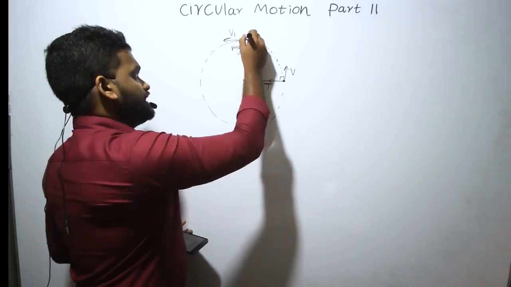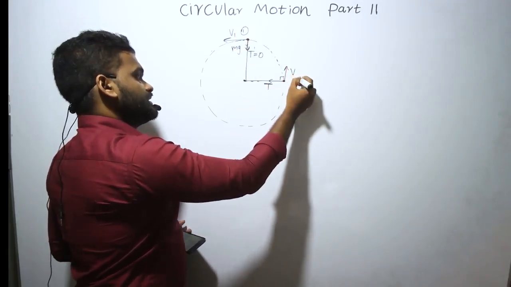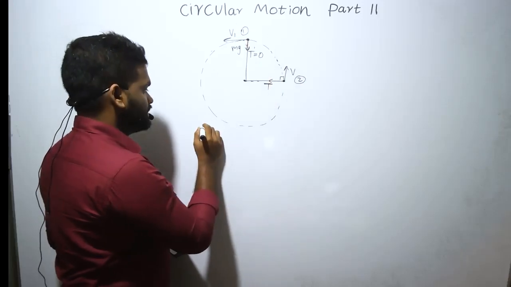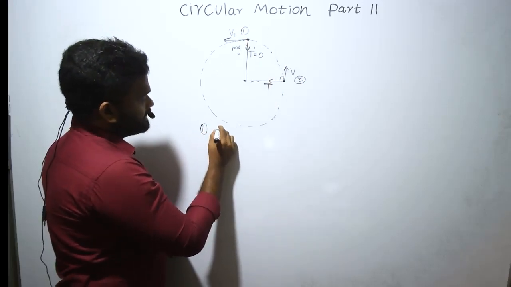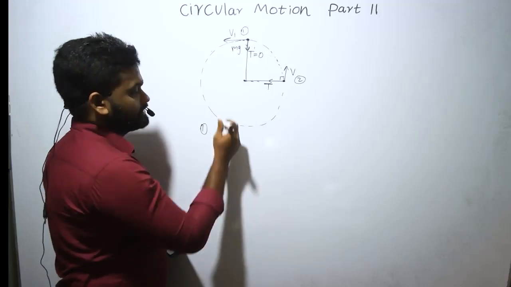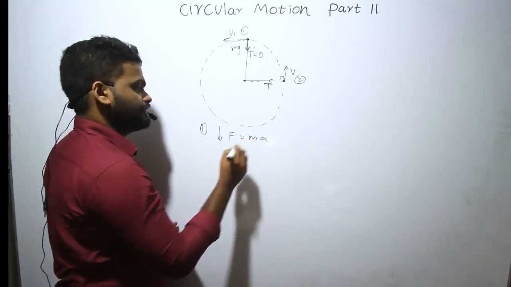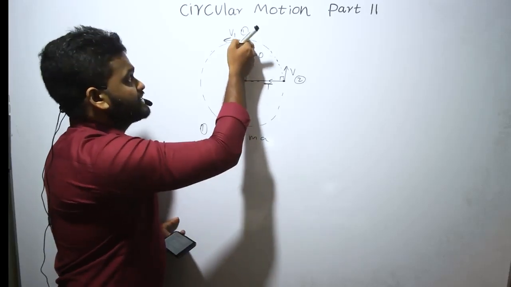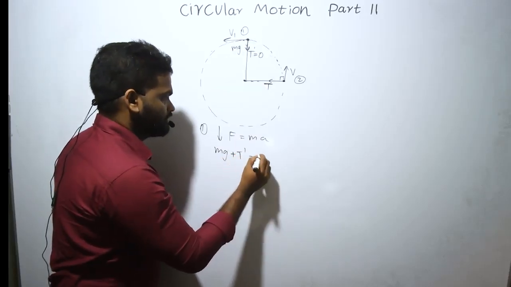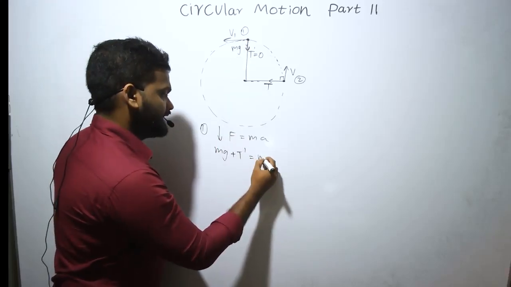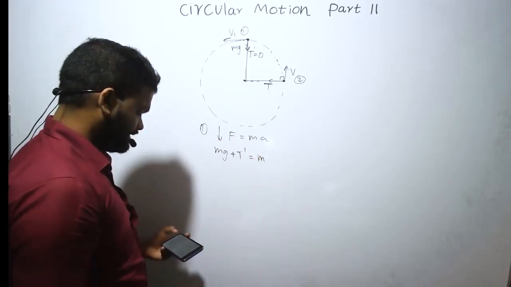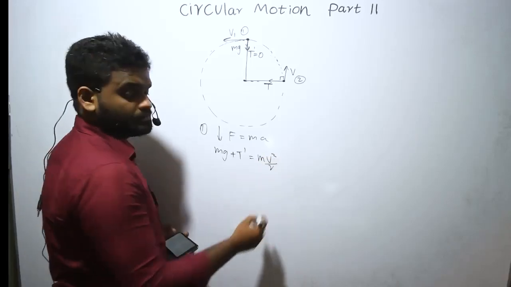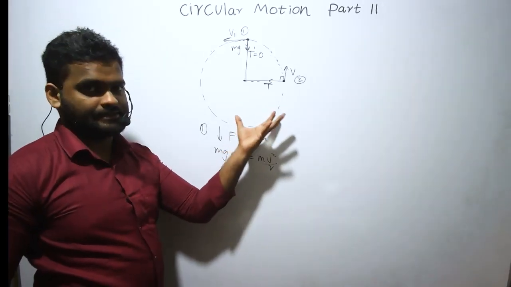First, I'll apply it for this moment, let's say the first moment, and this is the second moment. Actually it came like this, but I'm taking the top one. I'll apply F equals ma towards the center. Center is here. So what are the forces? Weight, mg downwards, and tension downwards. Mass is m. And for the velocity, which equation should we use? It's better to use v squared over r, because we need to deal with kinetic energies here.